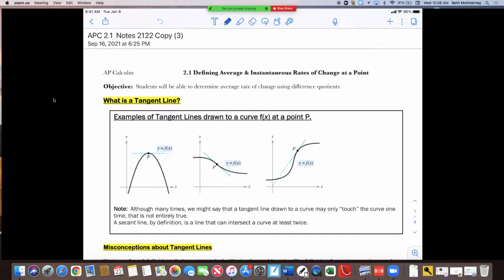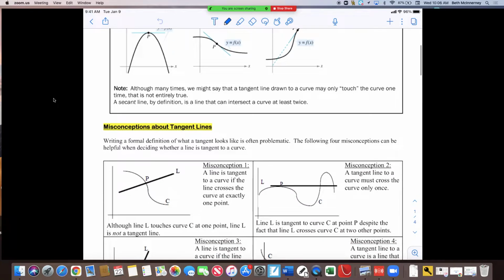So what you did, I'm just going to do a real quick recap here. A tangent line to a function at a point is a line that just touches the graph at that point, and it is somewhat parallel to the function at that point. It's not quite exactly what we mean by parallel, but sort of. It's like going in the same direction. That's what a tangent line is. And I had a whole bunch of misconceptions.